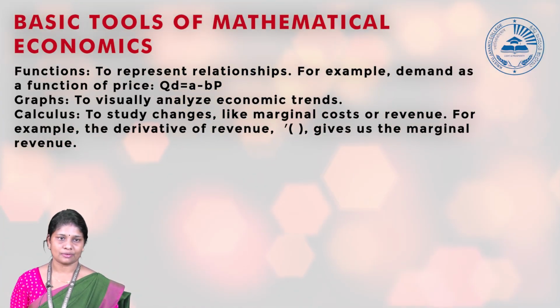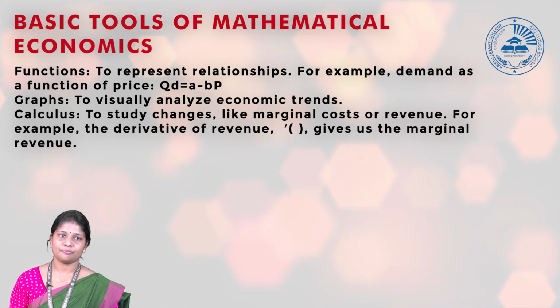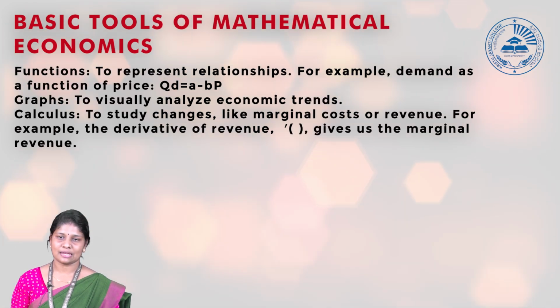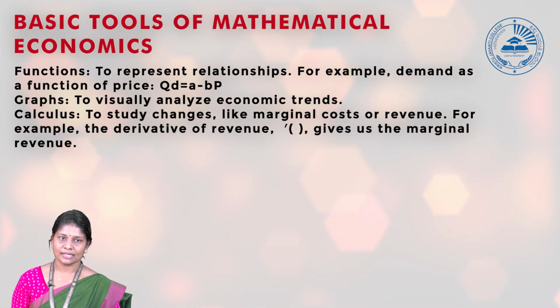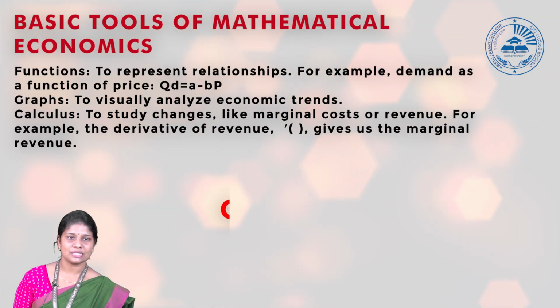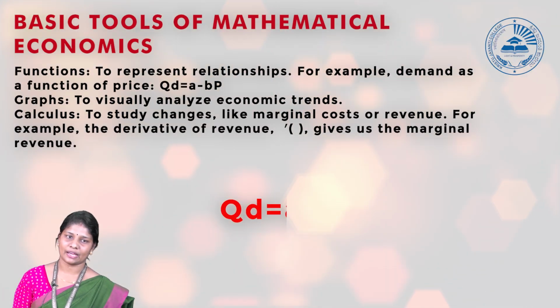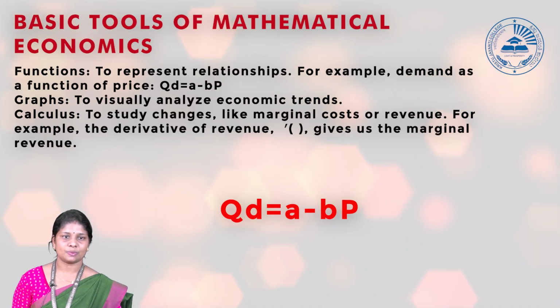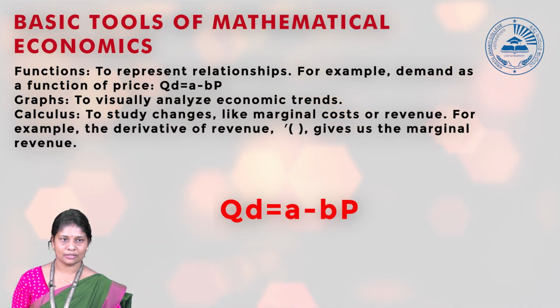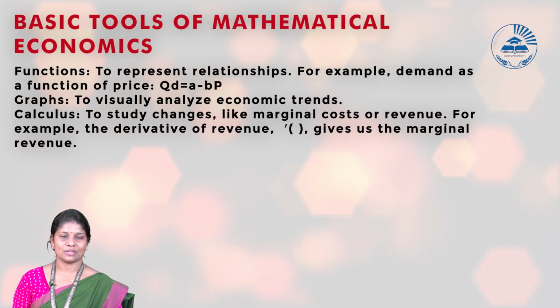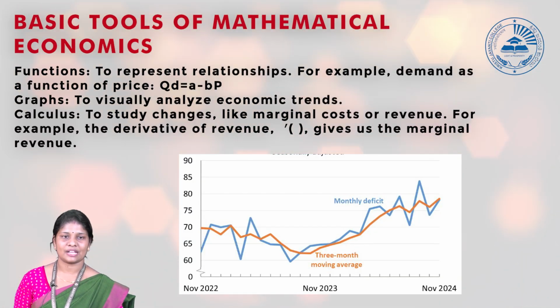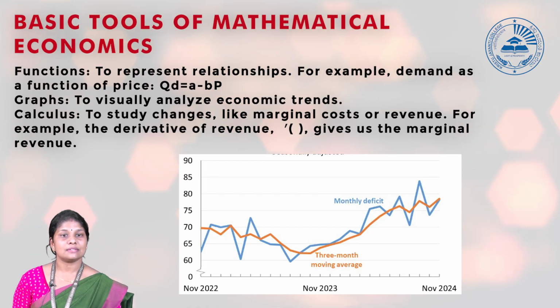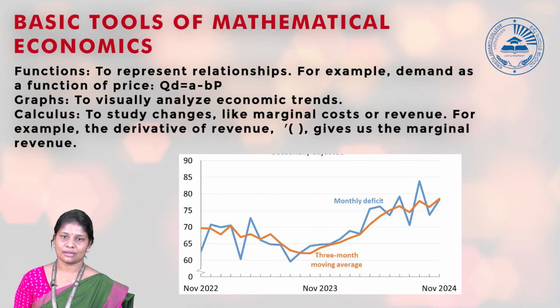and differential calculus. To present relationships, we need functions. For example, demand as a function of price, we write it as QD = a - bP, where this is a linear relationship between quantity and price of that particular commodity. With graphs, we can visualize the economic trend of the data. And with calculus, we study changes like marginal cost and revenue.